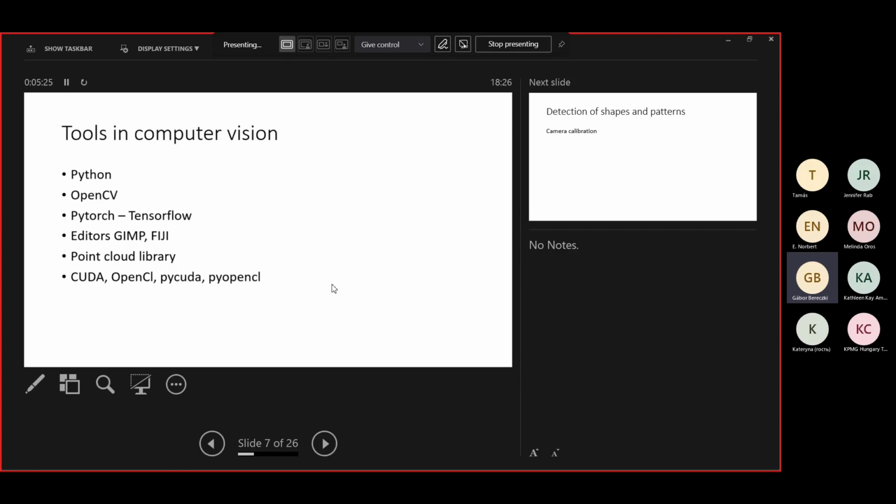If you have 3D data, for example, if you have a 3D camera or a LiDAR, you can use the Point Cloud Library. And on top of all this, if you have a good algorithm, you need to deploy it.